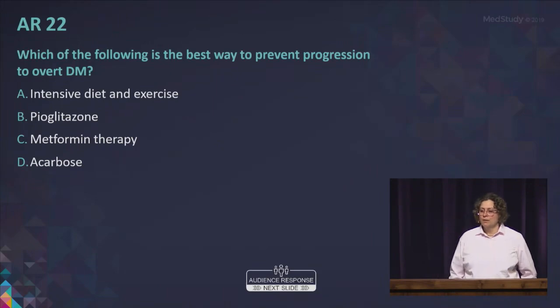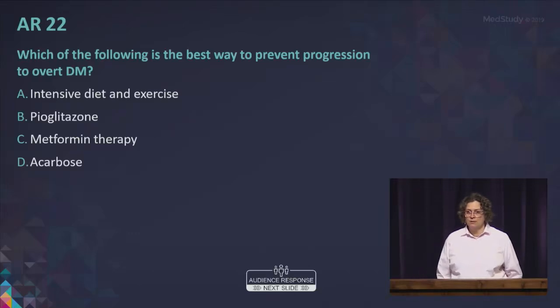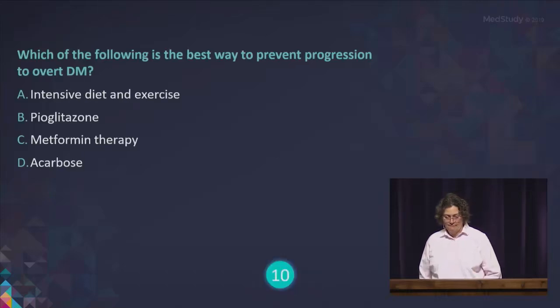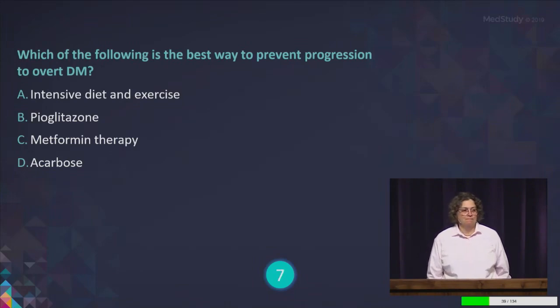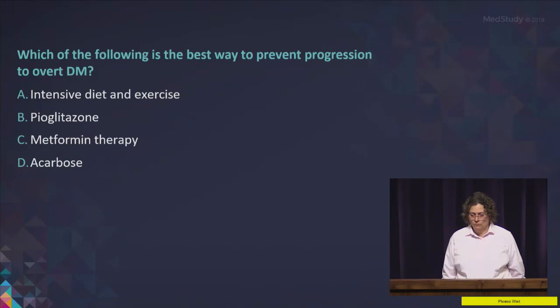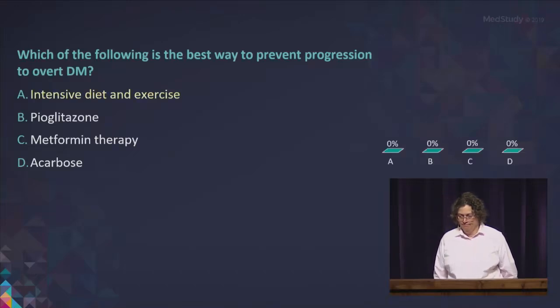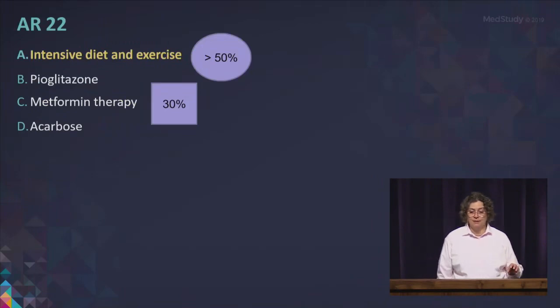Which of the following is the best way to prevent progression to overt diabetes? Intensive diet and exercise, using TZDs, metformin, or acarbose, which is an alpha-glucosidase inhibitor? Absolutely. Diet and exercise is better than any medication I can give you.